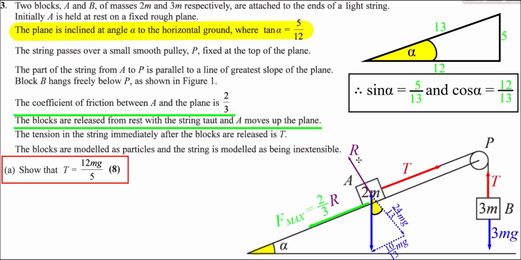Now we can start to actually consider forces acting on A. So all our force diagrams are now complete and nicely resolved. So just consider forces on A going perpendicularly to the slope.